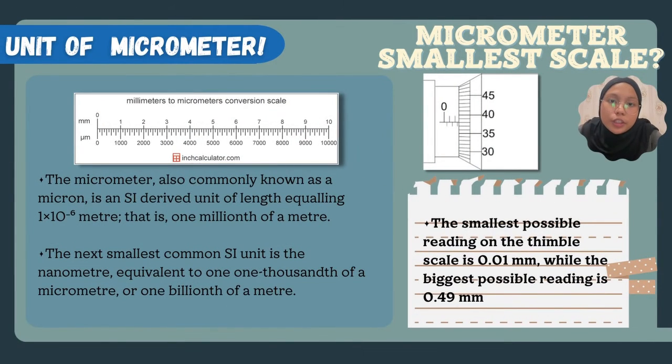Moving on to the unit of micrometer. The micrometer, also commonly known as micron, is an SI-derived unit of length equaling 1 times 10 to the power of -6 meter. That is 1/1000th of a millimeter. The smallest possible reading on the thimble scale of a micrometer is 0.01 millimeter, while the biggest possible reading is 0.49 millimeter.